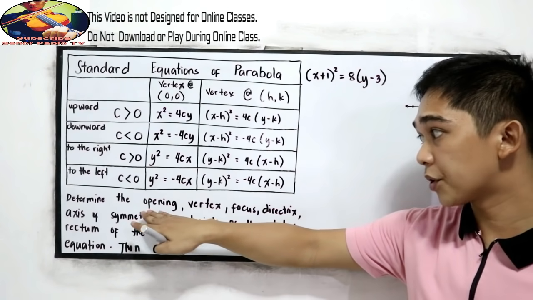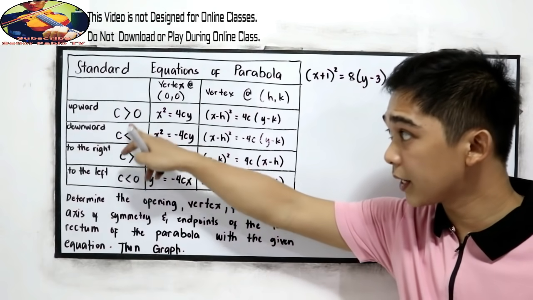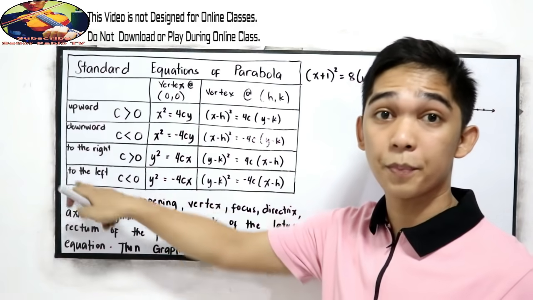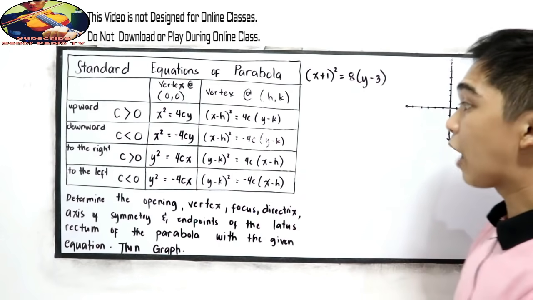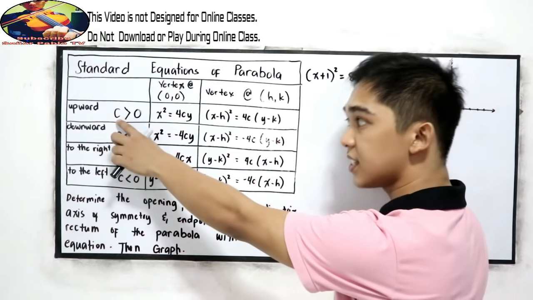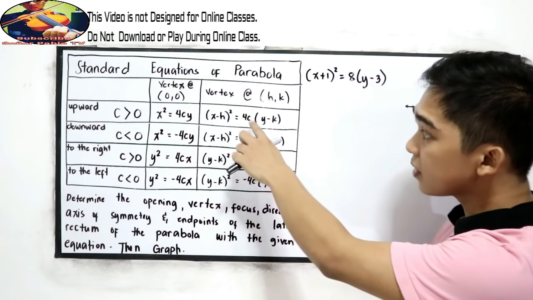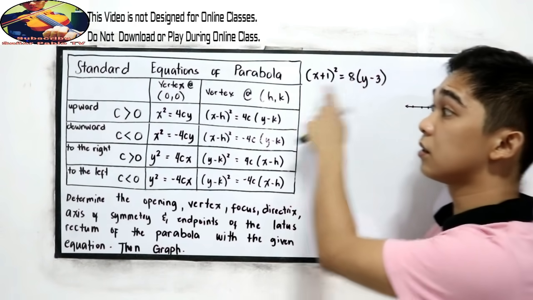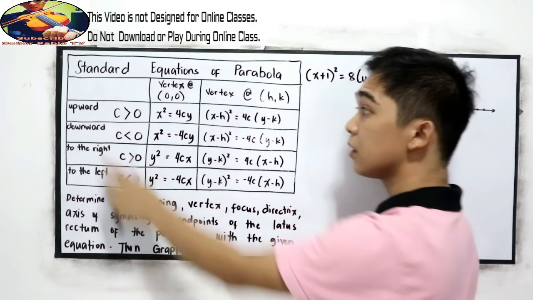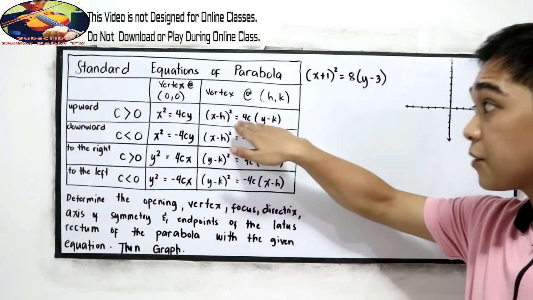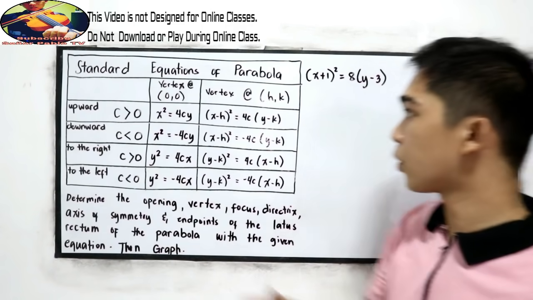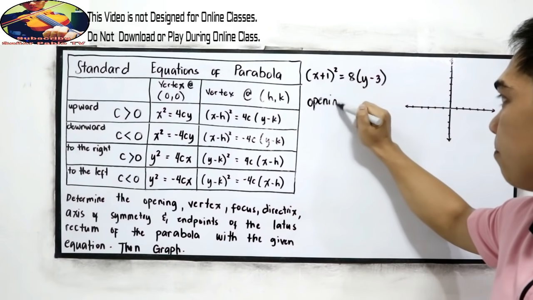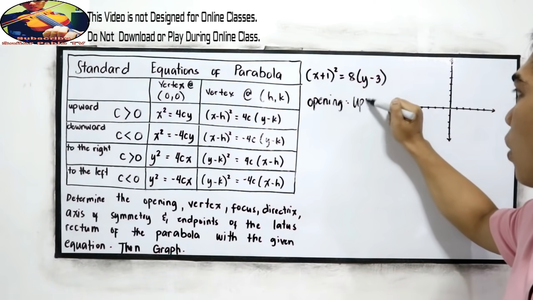First, we're going to determine the opening. Opening, whether it is upward, downward, open to the right, or open to the left. Our basis is our C. So in this case, C is positive. That is greater than 0. That means it's in this form, that is upward. So opening, upward.